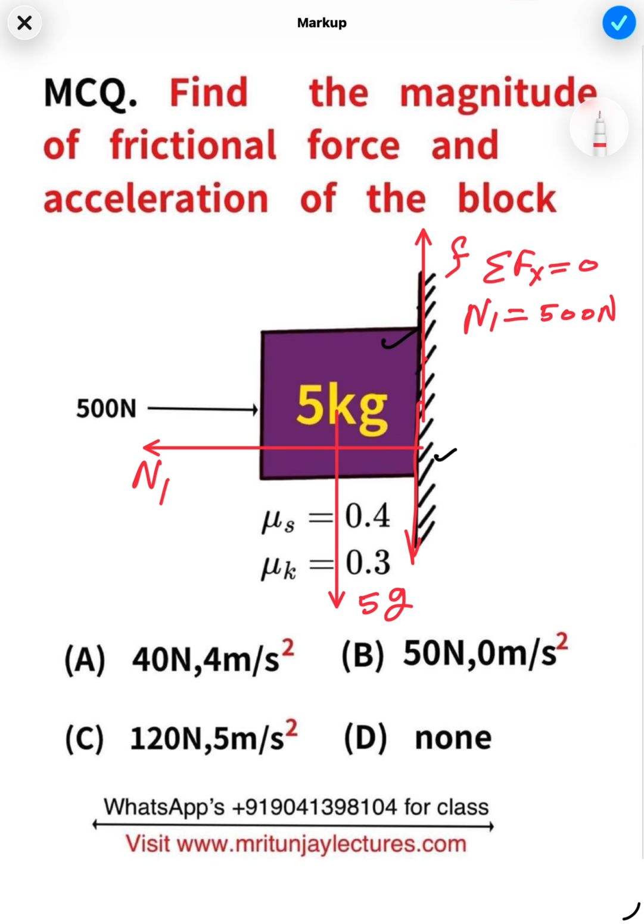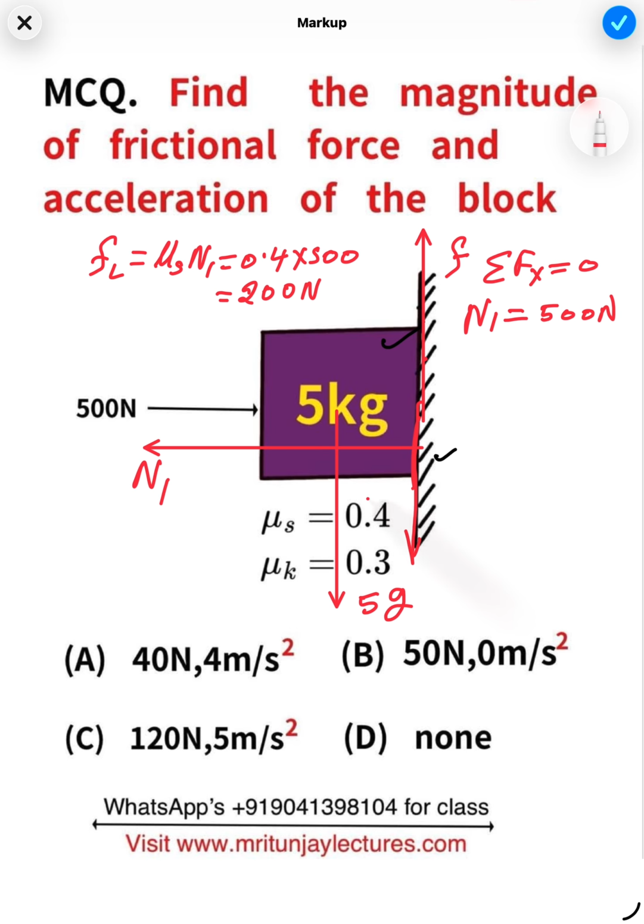So the limiting friction f_l is how much? Mu s into N1. Mu s is how much? 0.4. So 0.4 into 500. What about that value? Simply 200 newton. Clear? So limiting friction is how much? 200 newton. Now whether this block is moving or not is decided by which force?